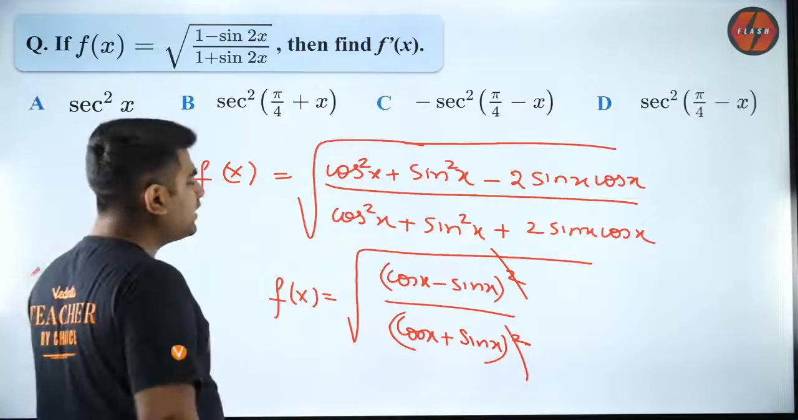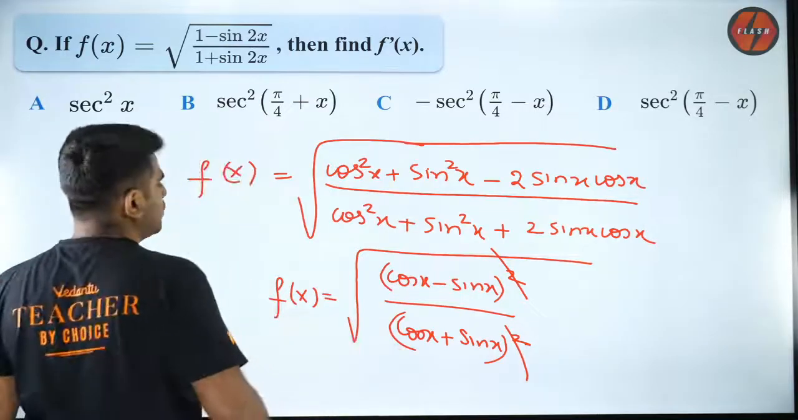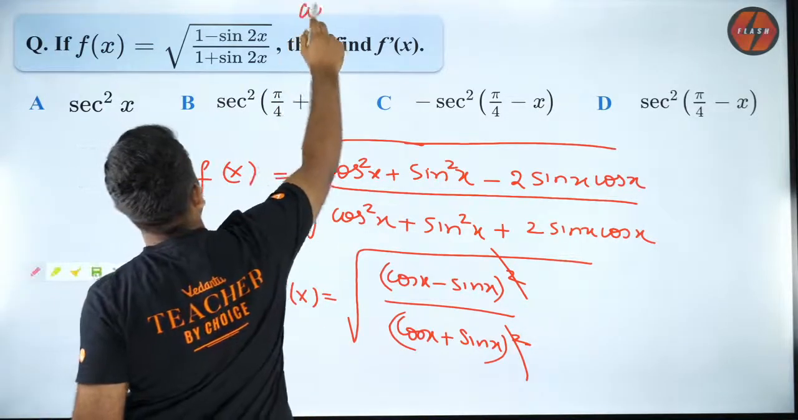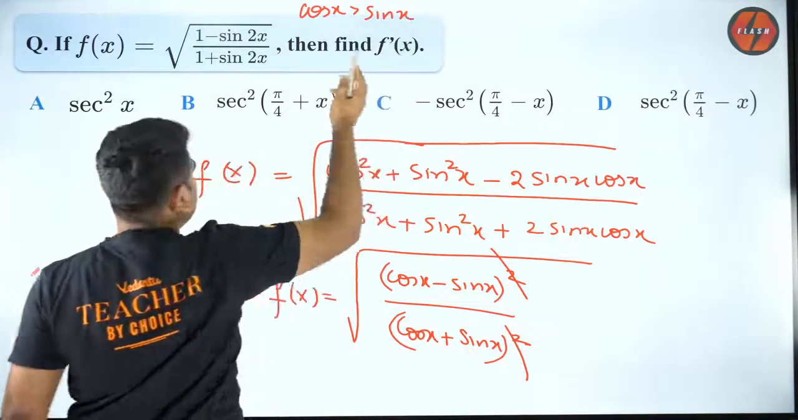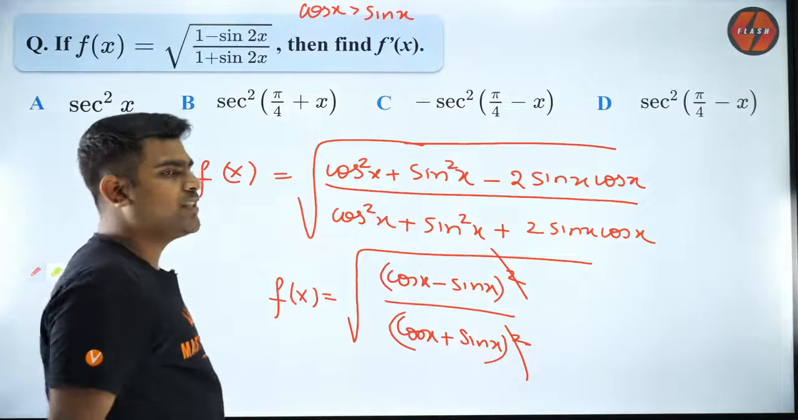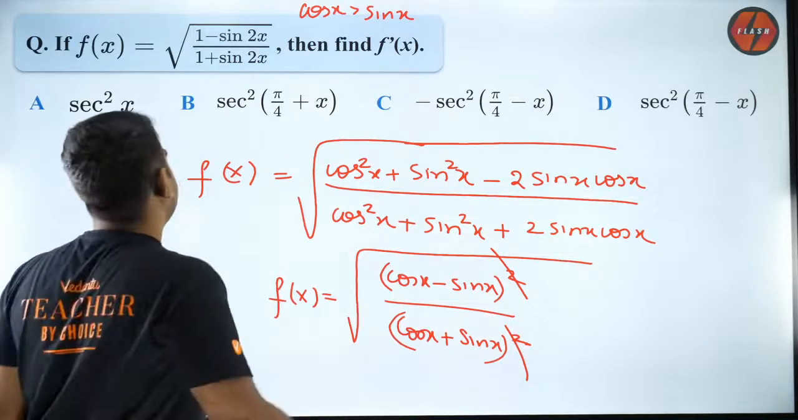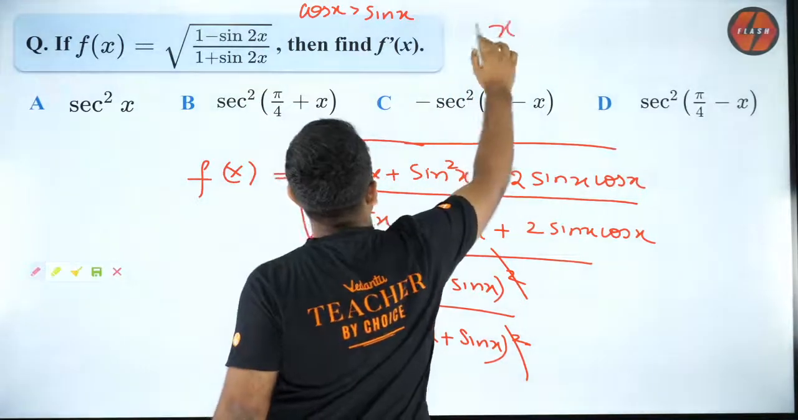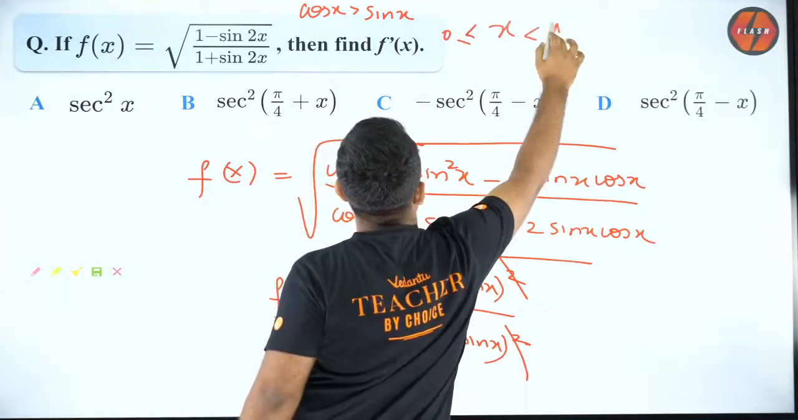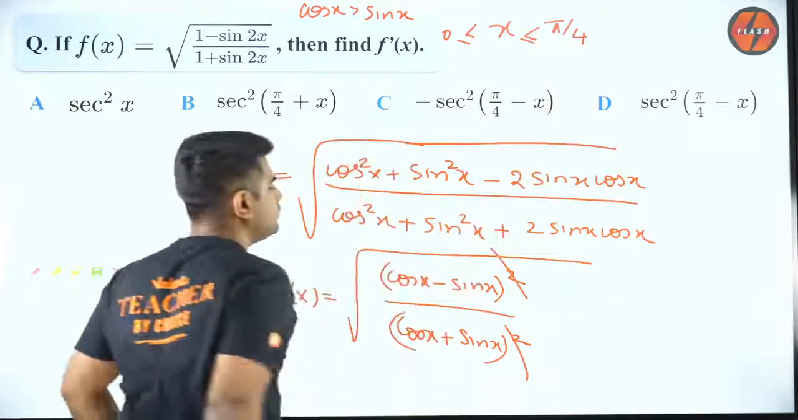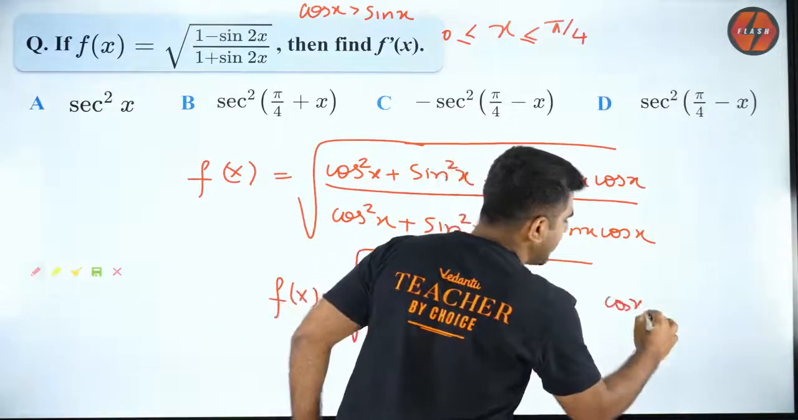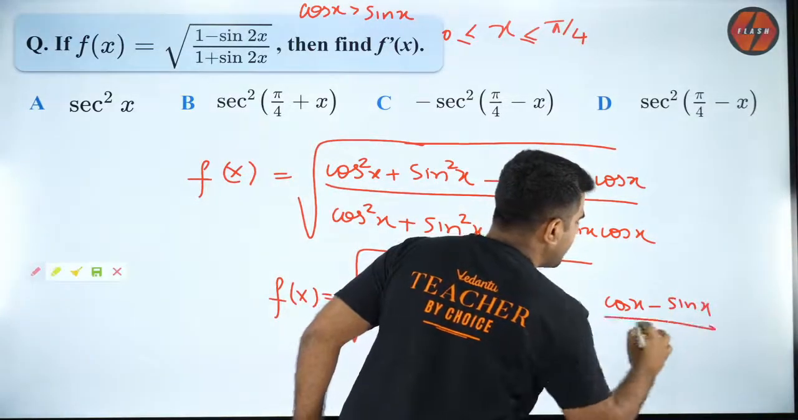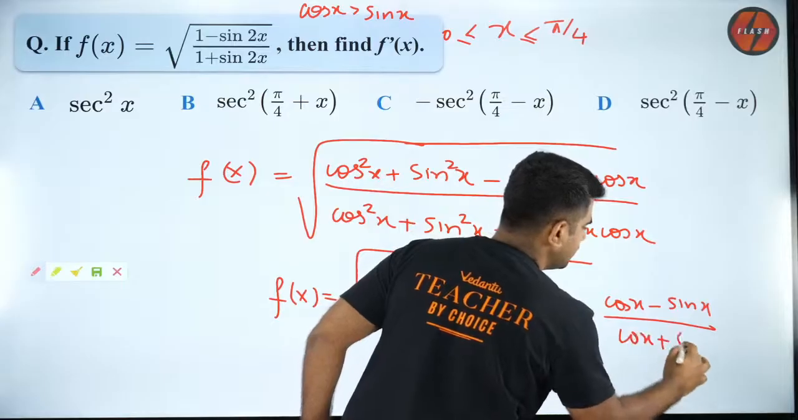So again, guys, you can't tell that directly. So assume that cos x is greater than sin x. We choose such an interval where your cos x is going to be greater than sin x. You can say that x belongs to 0 to pi by 4. Got it? So this will be cos x minus sin x by cos x plus sin x.